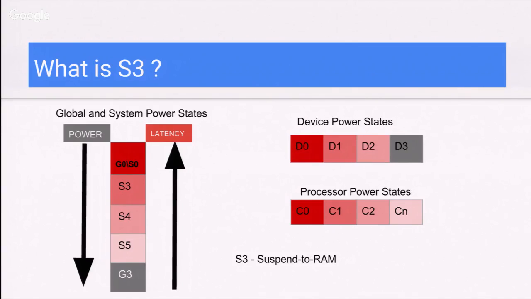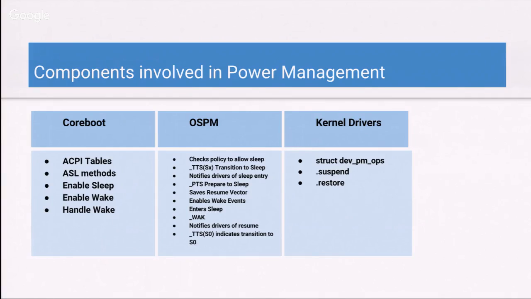And there's also another T state, which you can use to throttle the processor frequency. So putting all these things together, you can control system power. So what are the components involved in implementing S3?